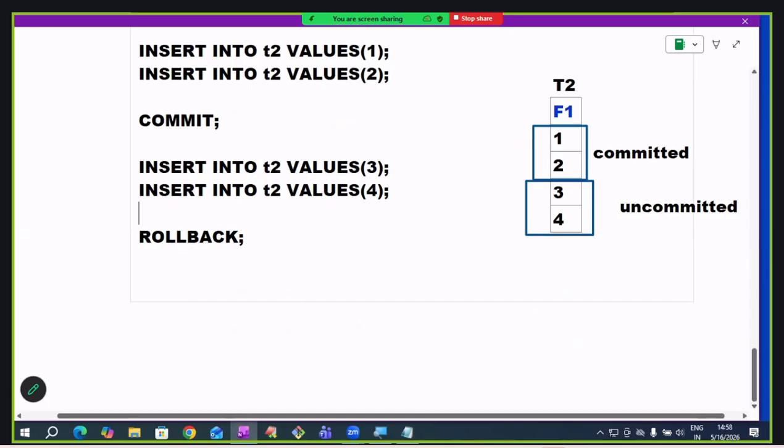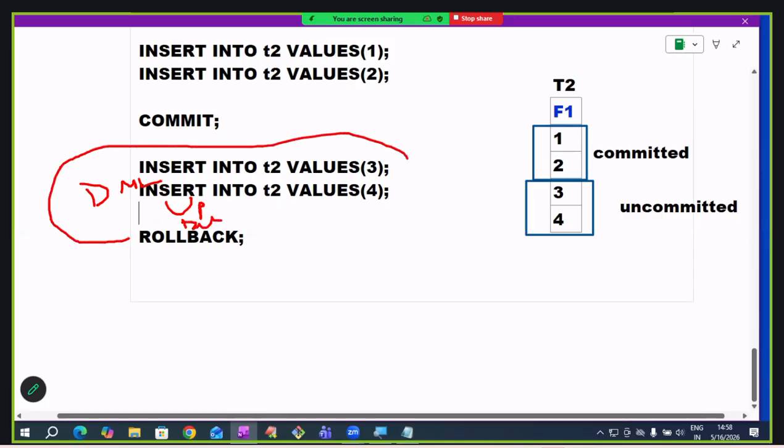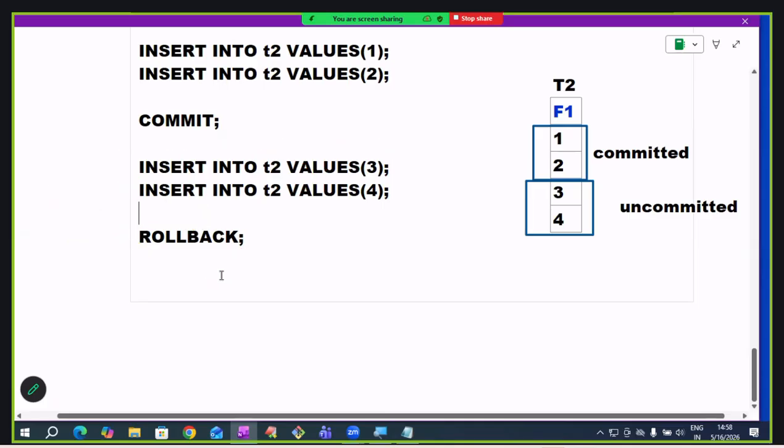So not only insert, any DML. Just to demonstrate, I'm taking insert. Suppose I'm writing update here, and suppose I'm writing delete here. Rollback cancels uncommitted actions. This delete action cancelled, update action cancelled, 2 insert actions also cancelled. So to cancel the DML actions, we use rollback. DDL actions we never cancel using rollback because every DDL command is an auto commit command. That is default behavior, and we cannot change it. For DML, we use rollback.